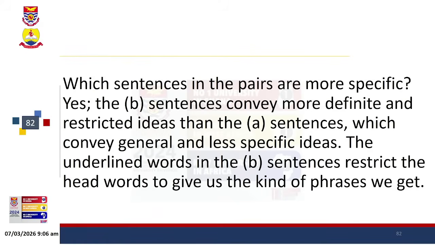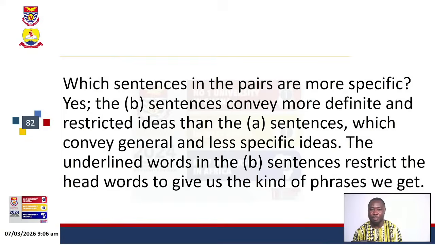Now, which sentences in the pairs do you think are more specific? Obviously, the B sentences convey more definite and more restricted ideas than the A ones. A bird flew past. It can be any bird, but when we say a red bird flew past, it means we are being more specific. Now, the underlined words that we saw in B sentences restrict the head words to give us the kind of phrases that we get. It restricts them in the references that it makes.